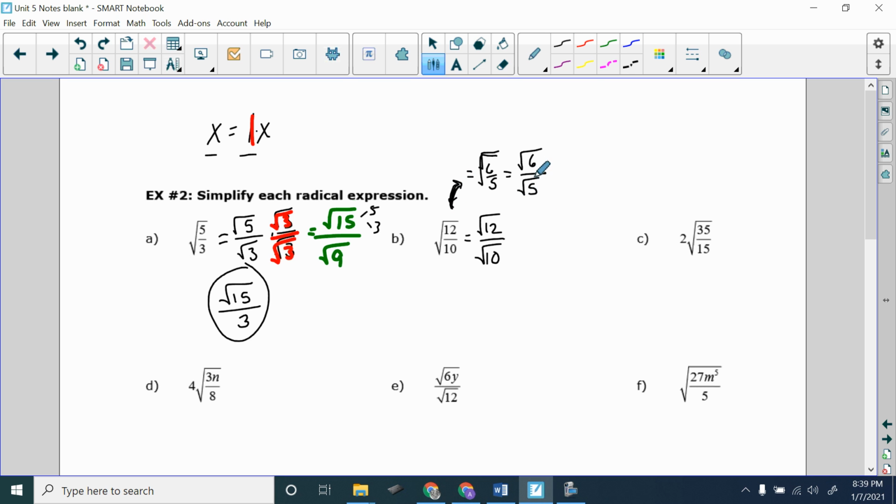So again, I have a radical in the denominator, which I can't have, so I'm going to multiply by a version of 1. And the version of 1 I'm going to multiply by is the denominator over itself. So multiplying by this version of 1, then my top is going to be 6 times 5, that's 30. And my bottom is 5 times 5, so that's the square root of 25. And the denominator now is a perfect square.